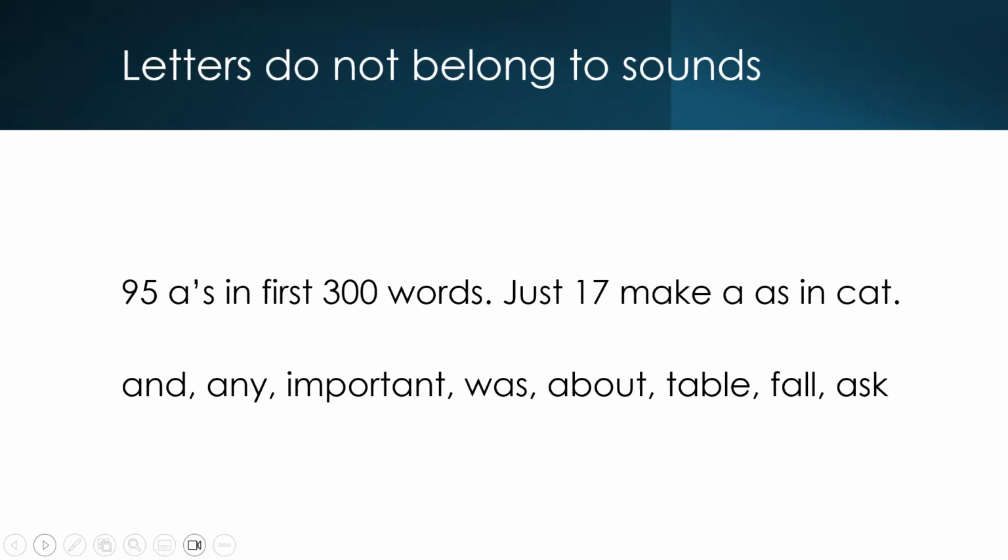I once counted the A's in the first 300 words. There are 95, but just 17 of them make the A sound of cat. Some are digraphs, but the single letter A has multiple functions. All of these are from those early words. It's A is making a and, e and any, I and important, o and was, a and about, a and table, or and for, and are and ask. 8 pronunciations, some of them more common than others.